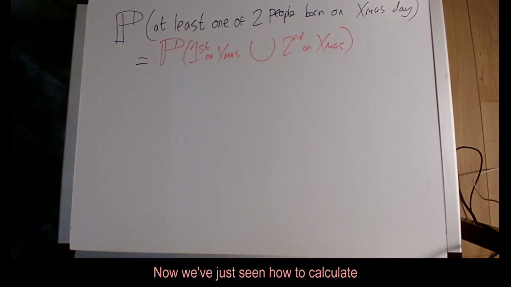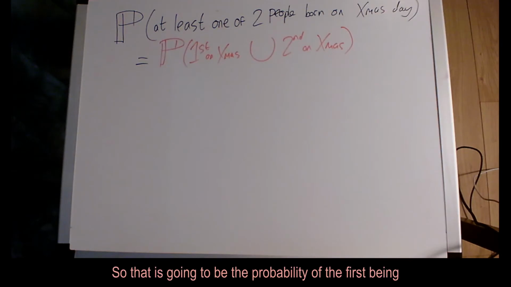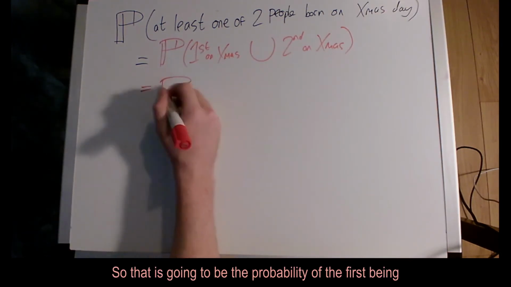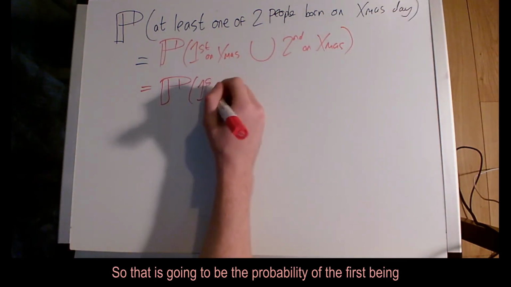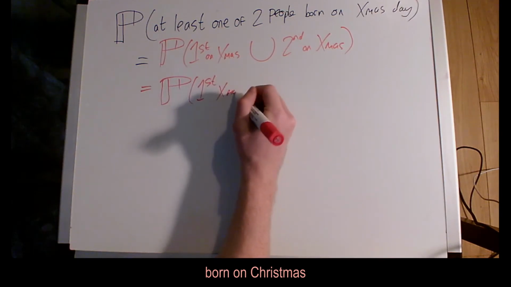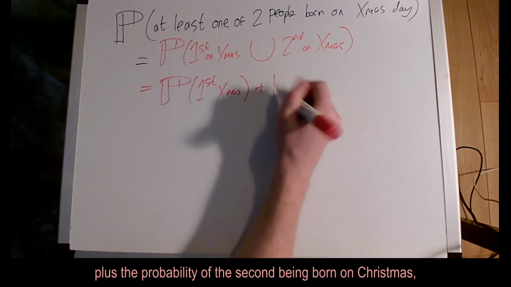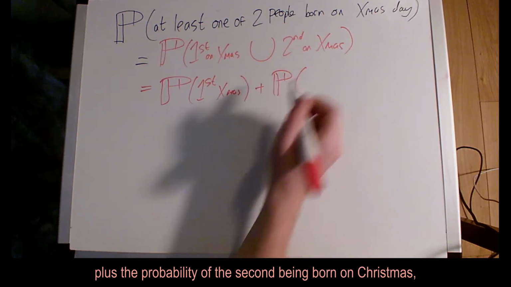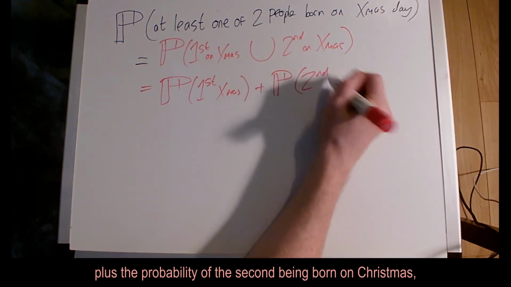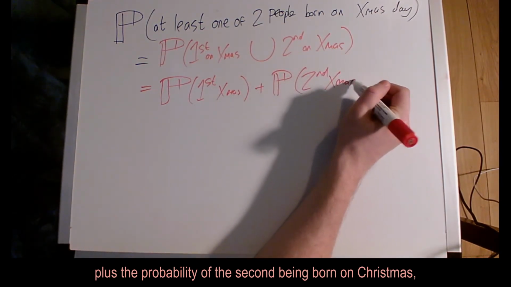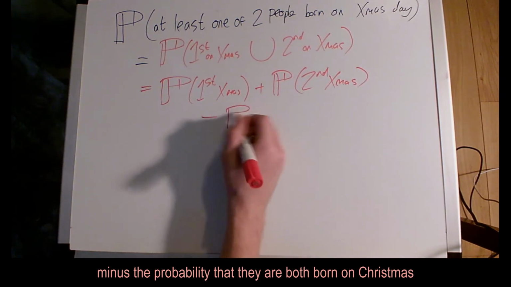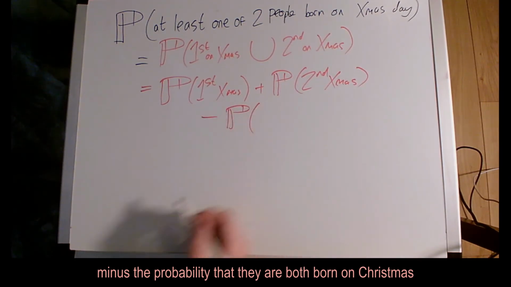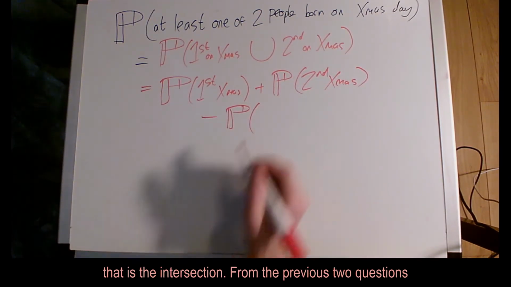Now we've just seen how to calculate the union of two events. So that is going to be the probability of the first being born on Christmas plus the probability of the second being born on Christmas minus the probability that they are both born on Christmas. That's the intersection.